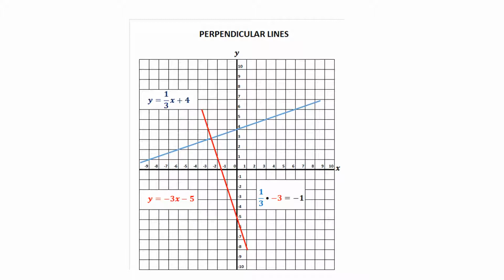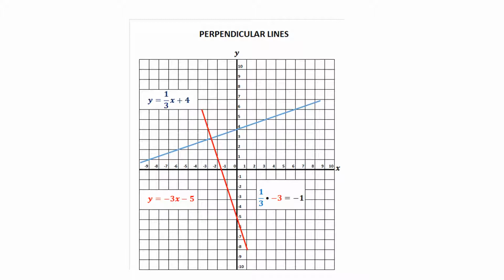So for these two lines, we've taken the blue line, that's 1/3 x plus 4. So the y-intercept is 4 and the slope is 1/3. And the red line, y is equal to negative 3x minus 5. The y-intercept is negative 5. And the slope is negative 3, or you can say negative 3 over 1. And we plot 2 points and we get the red line, the same with the blue line.